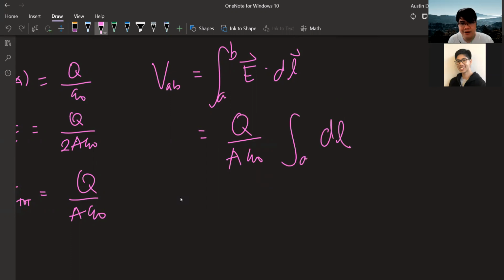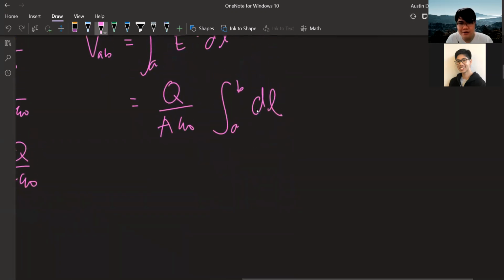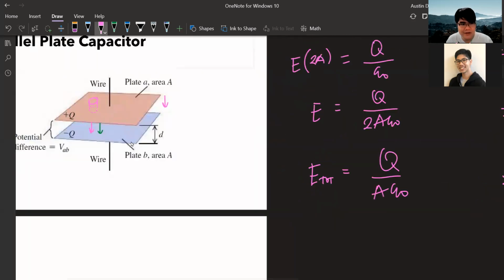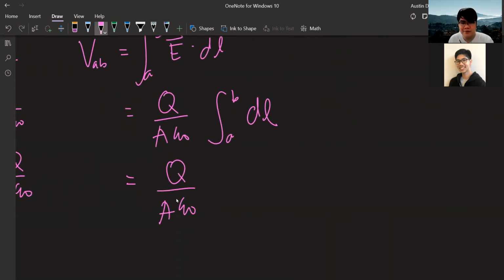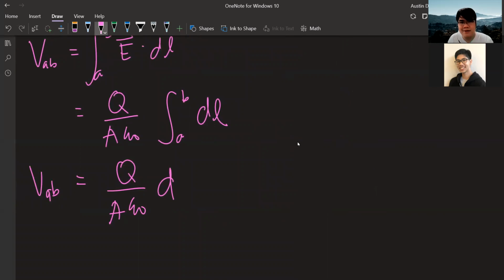So this dl, A to B, since my electric field is constant. And this integral gives me a line, and I could call that line distance D. A minus B, or B minus A, but I could denote that distance to be D, the separation between the plates. So D, VAB.